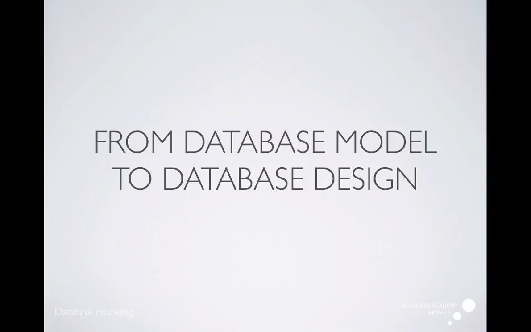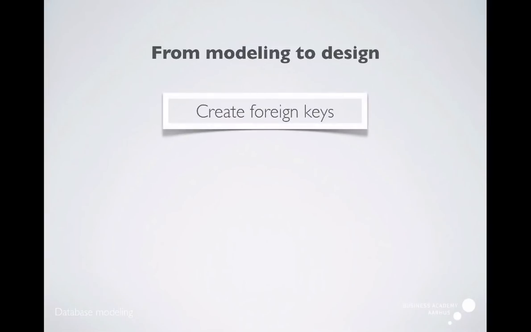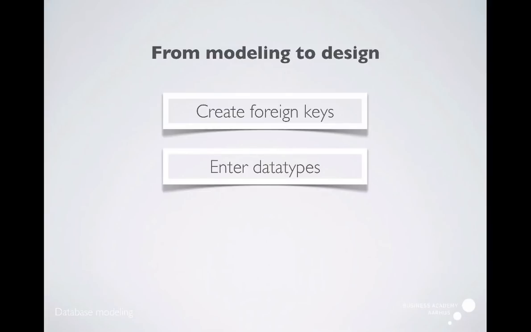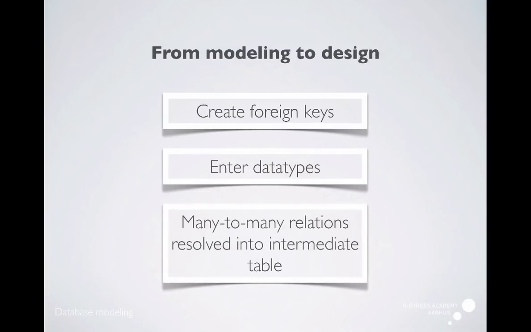So let's see how we come from database model to database design. The first thing we do is that we create foreign keys. That means we find out that now these two are related to each other. That means we need to have a foreign key on the many side. And then we of course put in some data types. And then we take these many-to-many relations and resolve them into intermediate tables. And I will show this in a moment. And creating foreign keys, we have seen that in the previous slides. And we have just had a look at the data types.